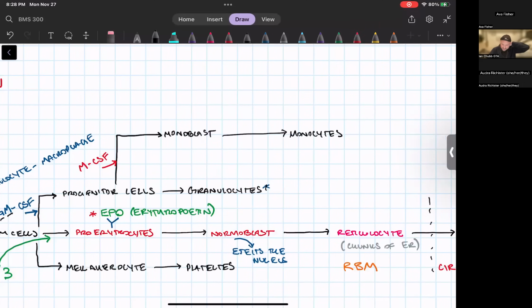Now for the granulocytes, I probably should add the 3 that you guys need to know. I just say the phils because it just makes it a little bit easier, but we have neutrophils, basophils, and then the eosinophils.